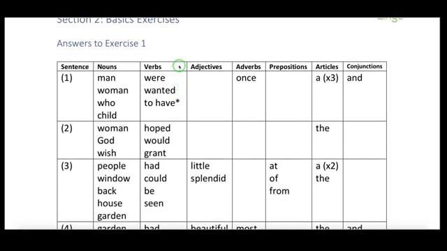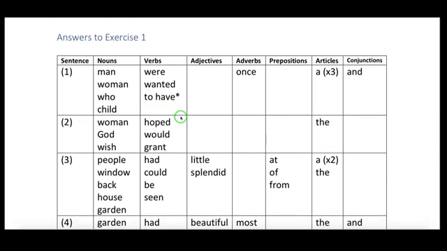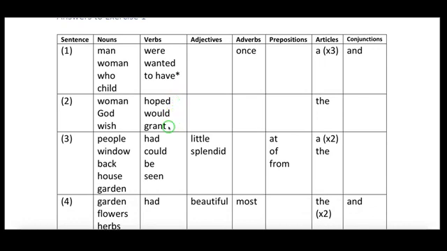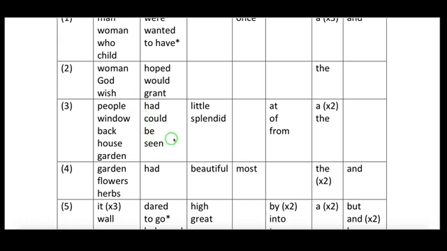As for verbs, or verb groups, we have were, wanted, and to have. Now, okay, to is a preposition and have is a verb, but they're not separate. That's the infinitive form of have, to have. So we just treat that whole thing as the verb group. Okay, also we got hoped, would, and grant. So in the lesson about verb groups, I talk about the finite element and the predicator. So the finite element in would grant is would, and then the predicator, or the rest of that verb group, is grant. Okay, similarly, had, could, be, and seen.